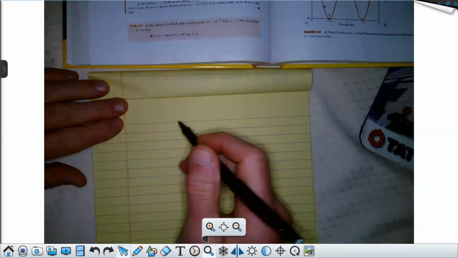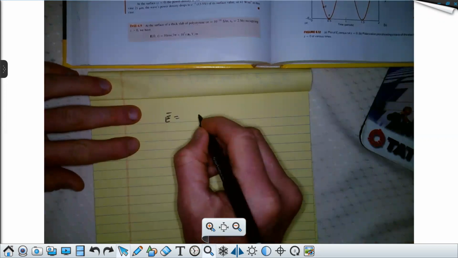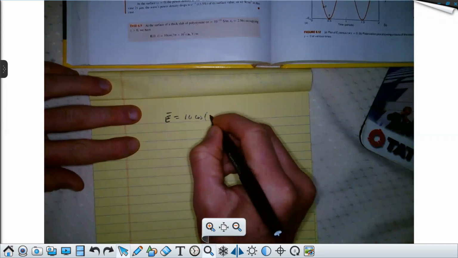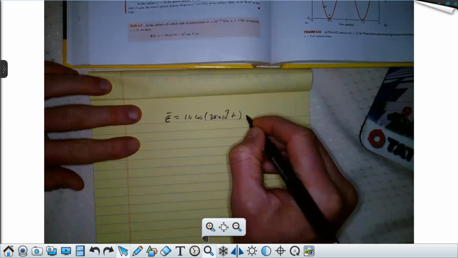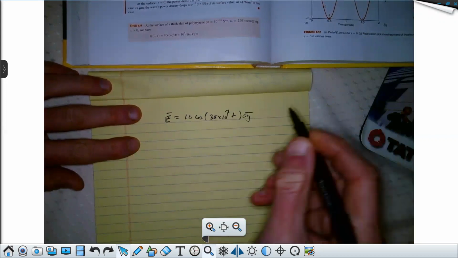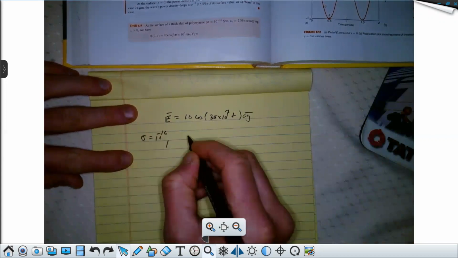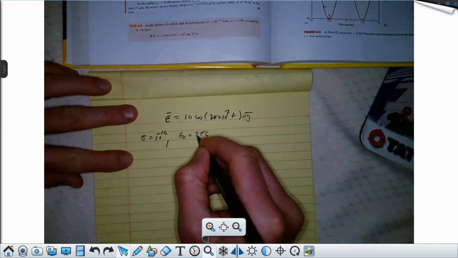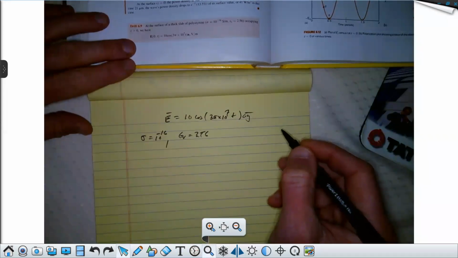Yeah, it's here. Let's take a look at this. It's a weird one, isn't it? Look what he gives you. He gives you an E field, at least the one I'm looking at here, equal to 10 times cosine of 3 pi times 10 to the 7th t. And he says that sigma is 10 to the minus 16th, epsilon relative is 2.56, and it's for z greater than 0.